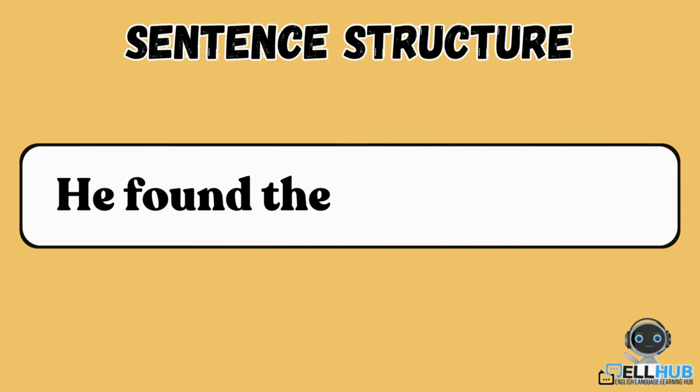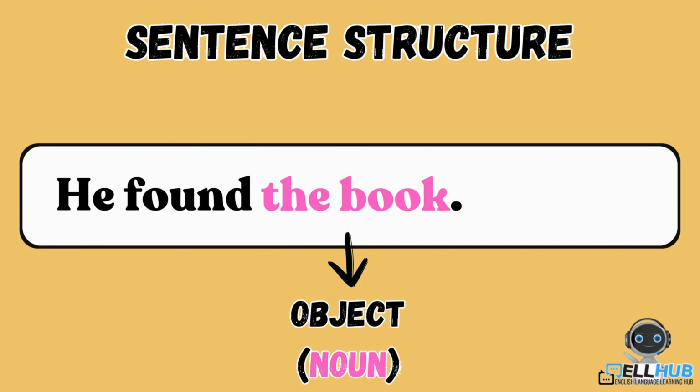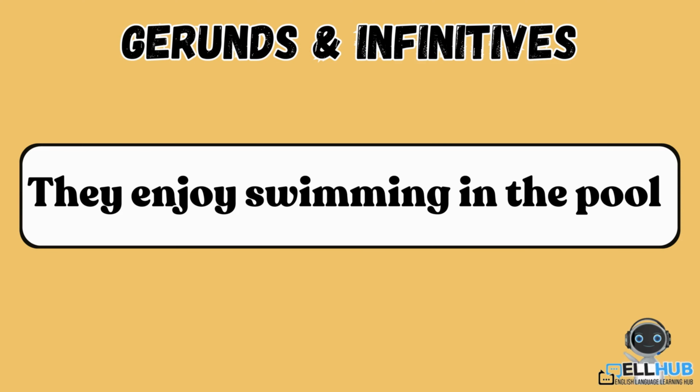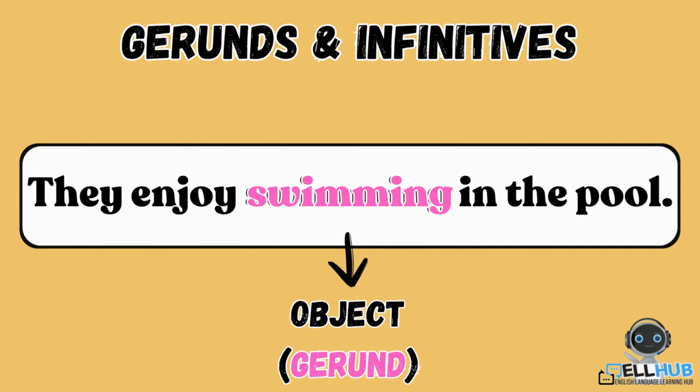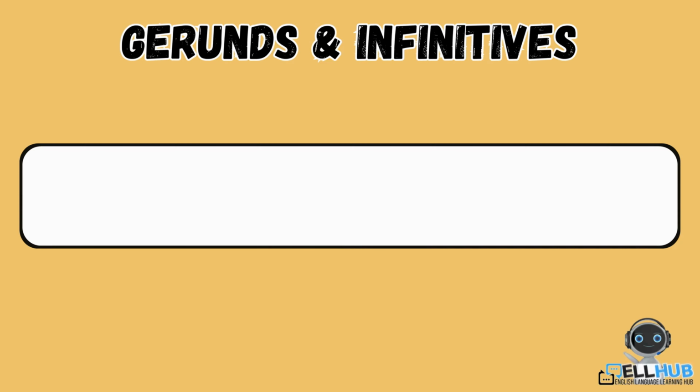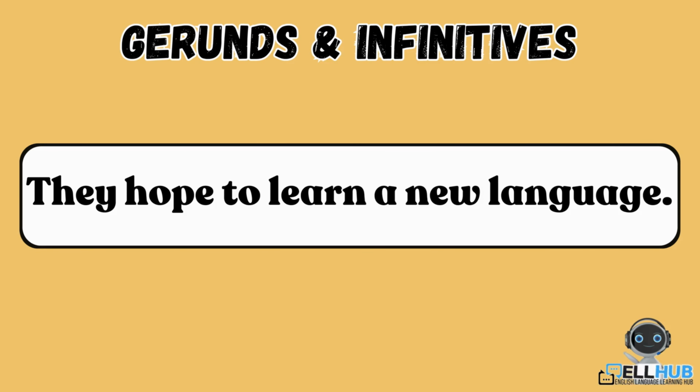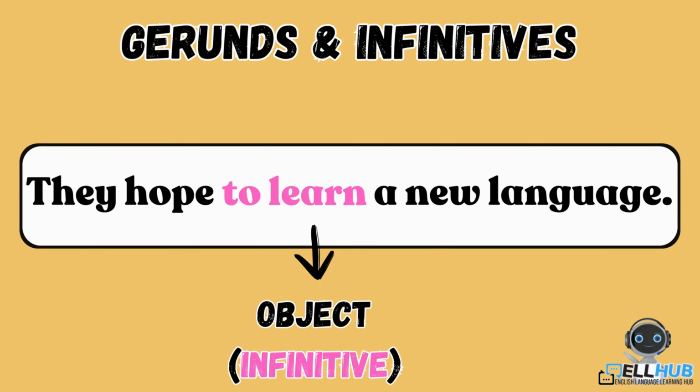He found the book. Book is a noun serving as the object of the sentence. They enjoy swimming in the pool. Swimming is a gerund serving as the object of the sentence. They hope to learn a new language. To learn is an infinitive serving as the object of the sentence.